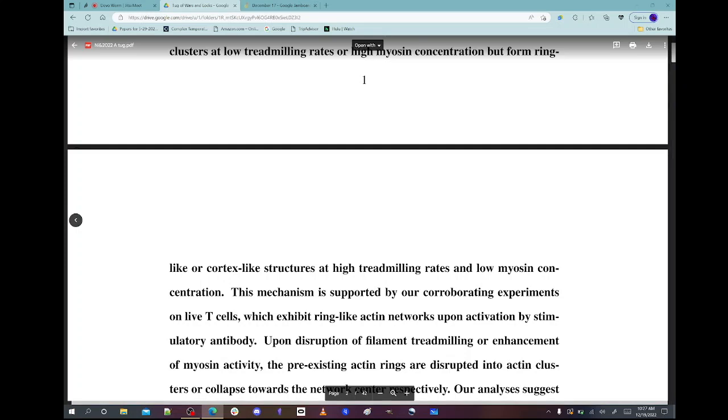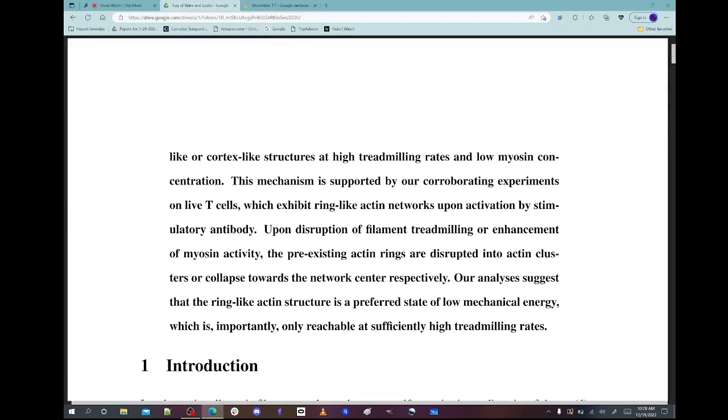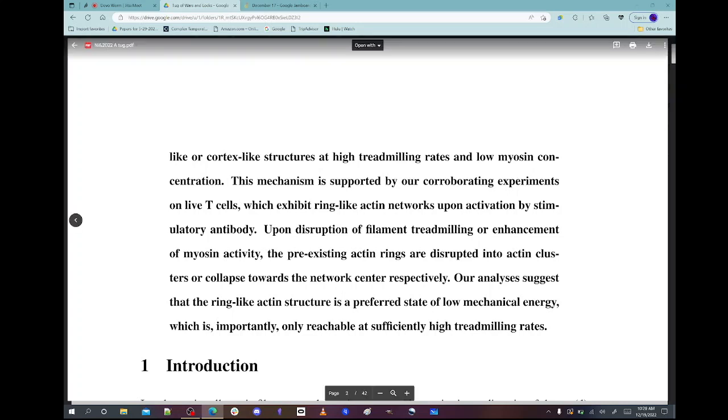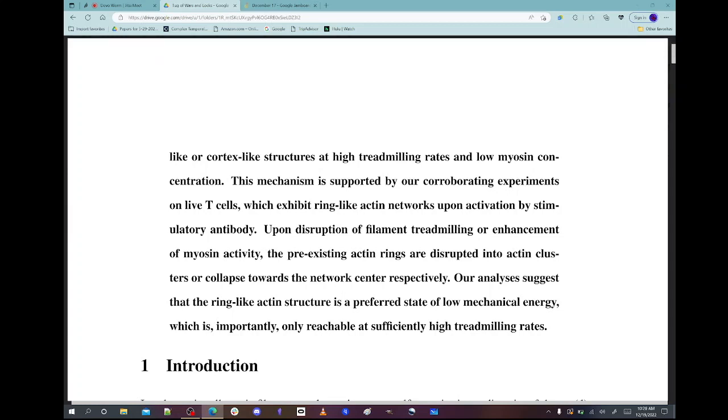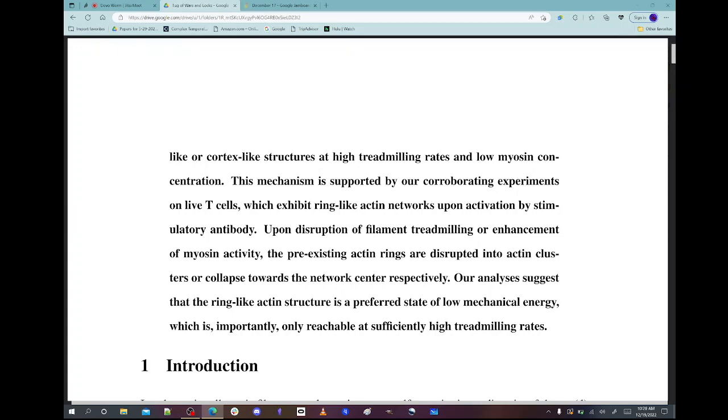This mechanism is supported by our corroborating experiments on live T cells, which exhibit ring-like actin networks upon activation by stimulatory antibody. Upon disruption of filament treadmilling or enhancement of myosin activity, the pre-existing actin rings are disrupted into actin clusters or collapse towards the network center, respectively. So this is the structure of this network, and they're looking at different aspects of filament treadmilling and myosin activity. And so these rings can be disrupted in different ways. They can collapse towards the network center. They can change their morphology and topology.